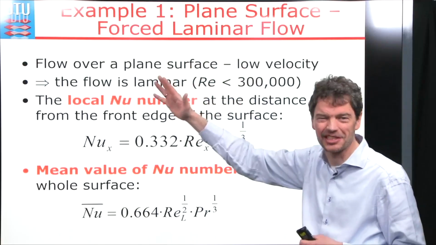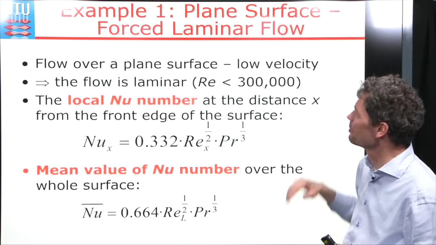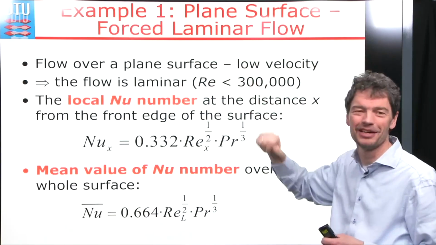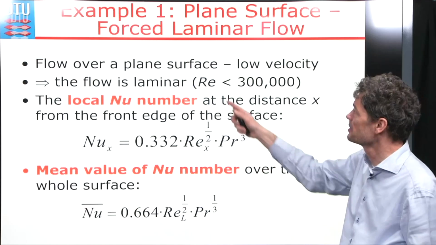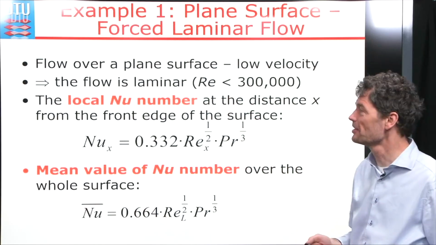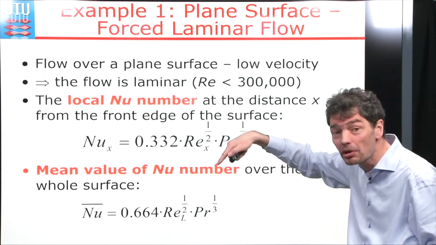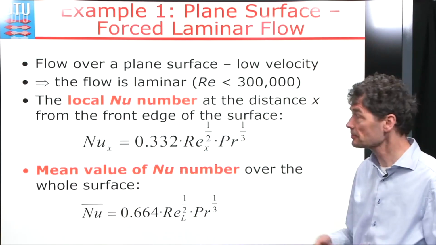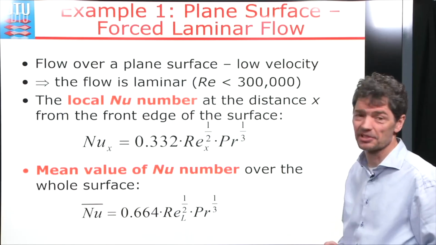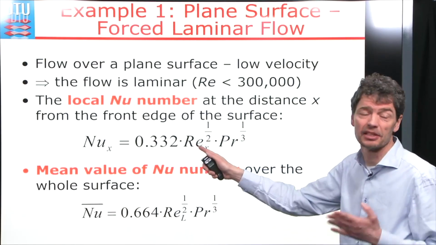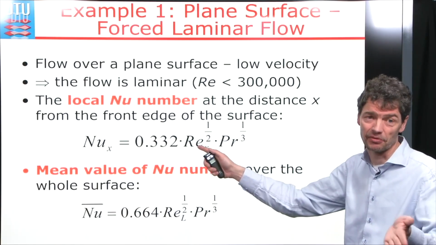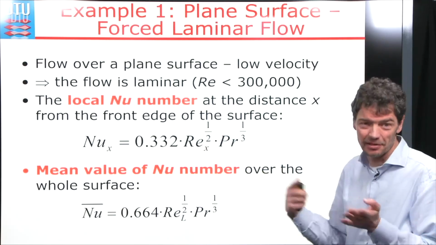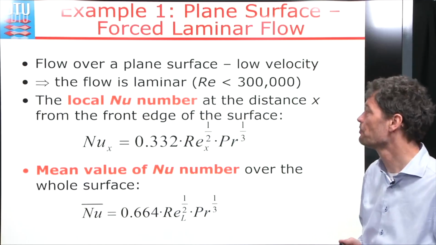I think it's 6 examples. The first one is for a plane, flat surface, where we have forced laminar, so slow, flow. In that case, the Reynolds number is less than 300,000. Then we can find the local Nusselt number at a certain position x according to this formula. That's kind of easy. All numbers are given here. We only need to find the velocity by calculating the Reynolds number, the dimensionless velocity, and we should find the Prandtl number for our fluid.